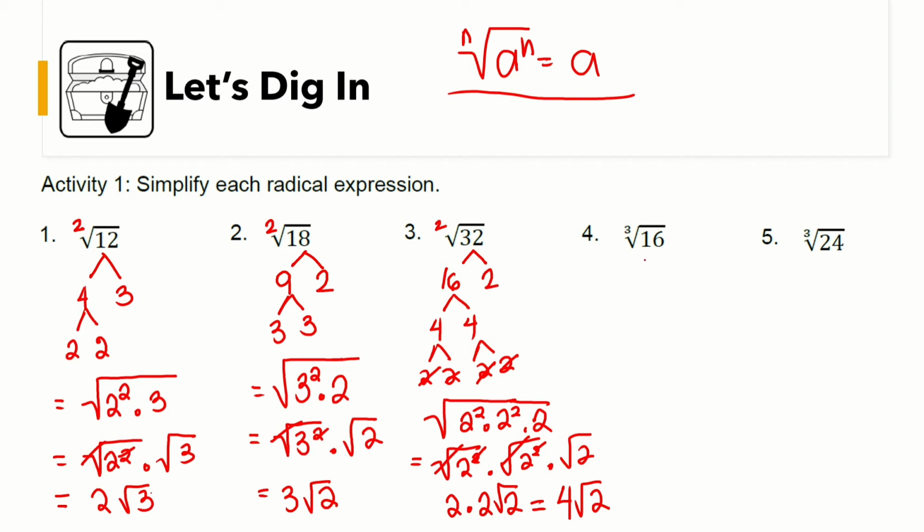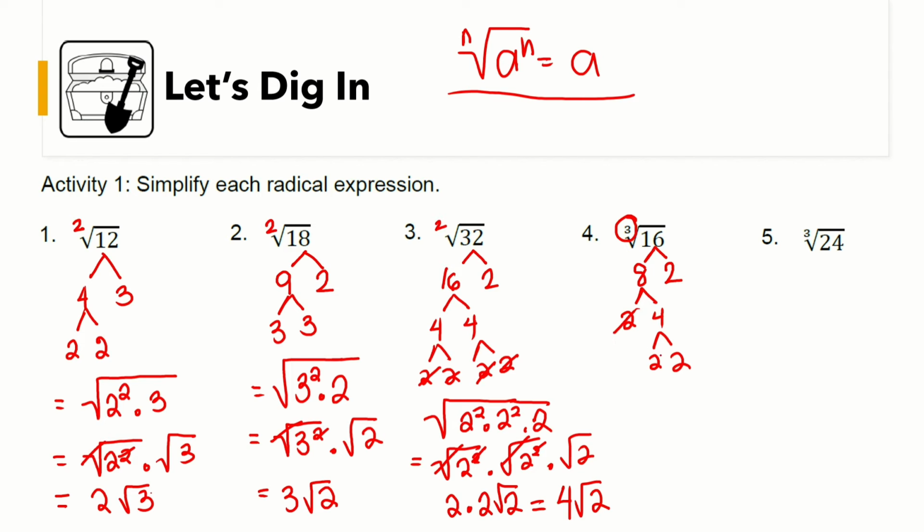Alright, let's continue with example number 4. If we are going to factor this out, we have, let's say, 8 times 2. Then 8 is 2 times 4, and 4 is 2 times 2. Our index is 3, so we're going to group the factors by 3.